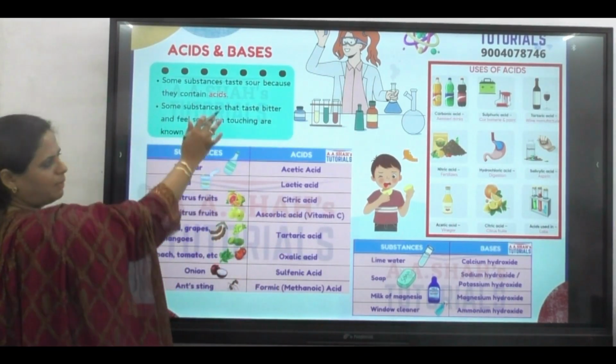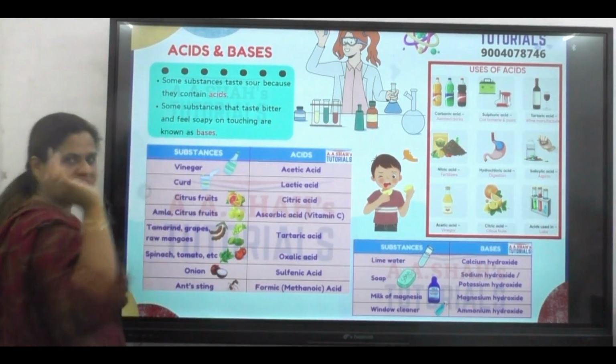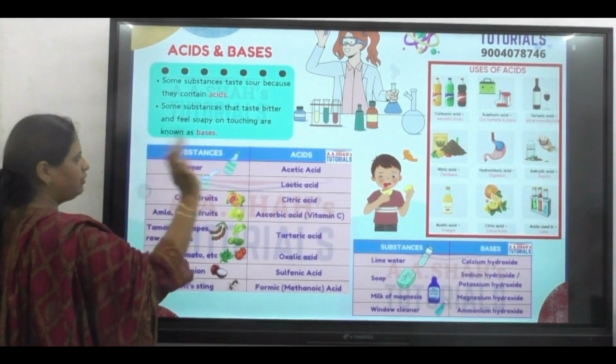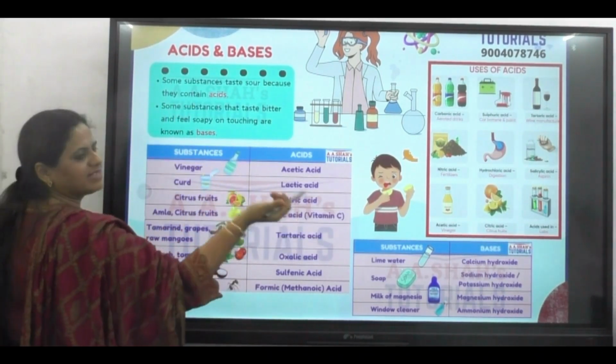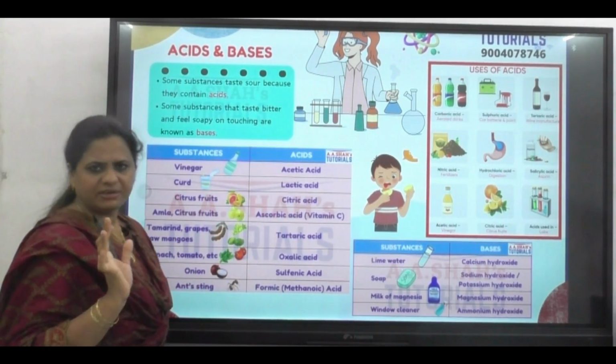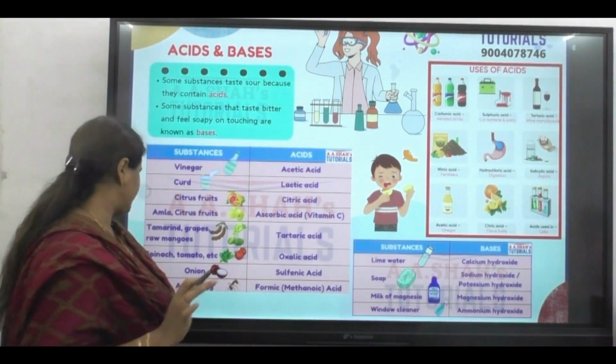What you need to know basically is that acids are sour in taste and bases are bitter in taste, but you need not taste all of them. Sometimes they are soapy in touch. They are known as bases. So this is a general definition of the terms acids and bases.